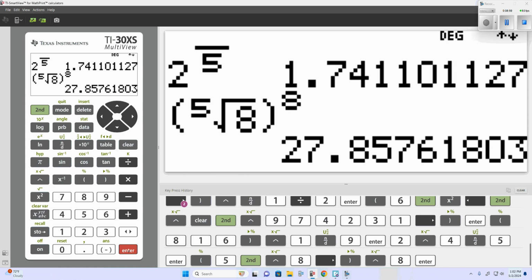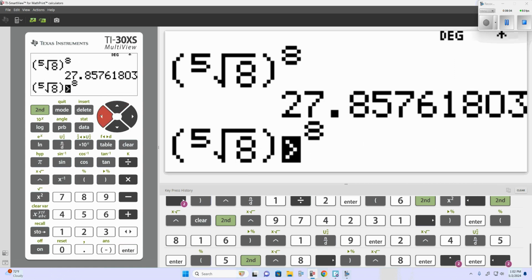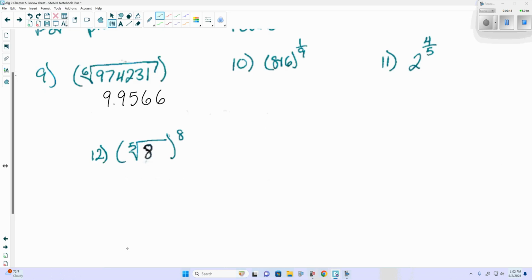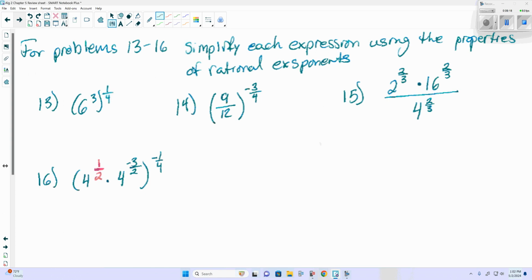Questions on any of those here? Interestingly enough, if it was instead of the 5th root, say the 6th root, might actually get a nice number. So questions on 1 through 12? All right. 13 through 16 is to simplify each expression using the properties of rational exponents. Questions on these here?